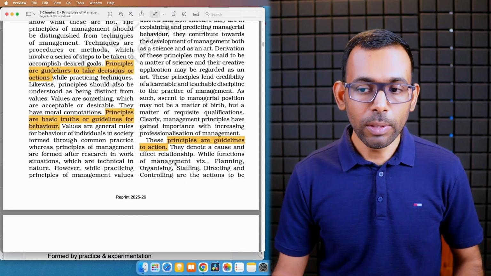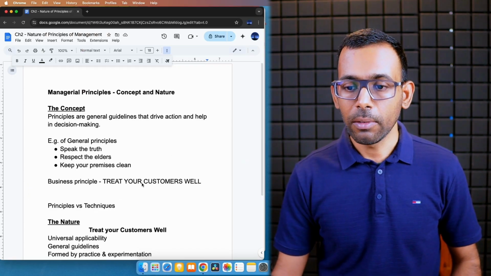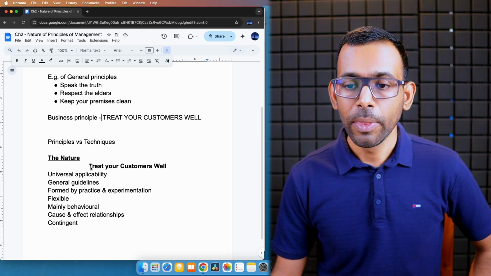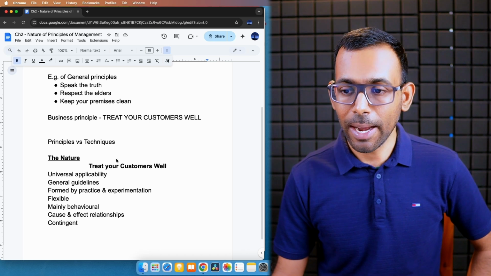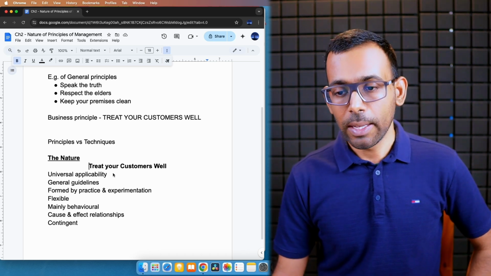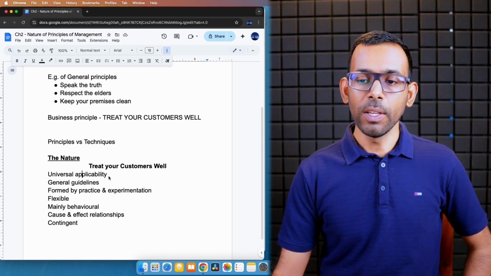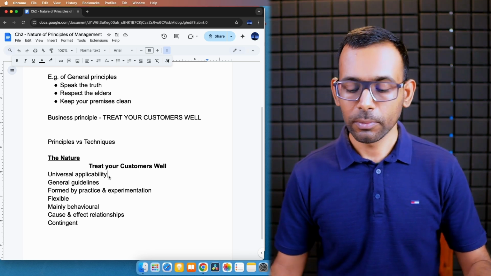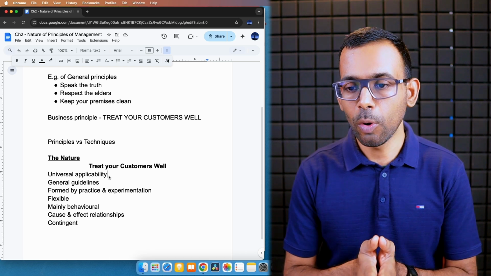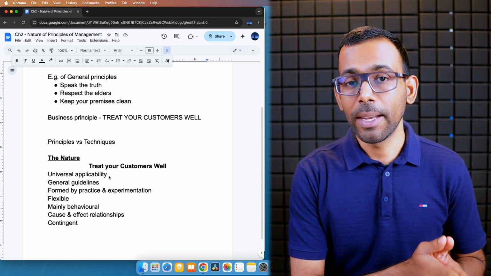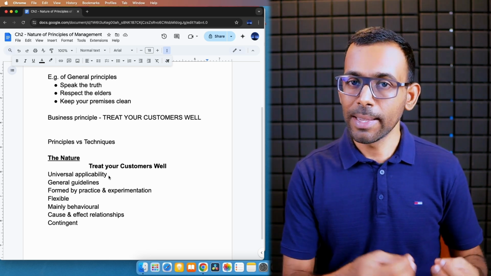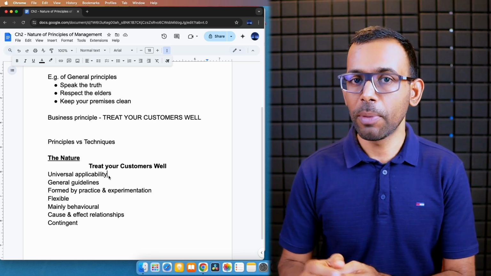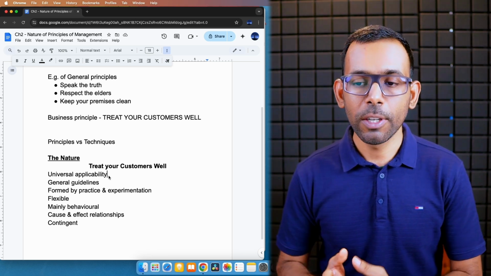Now let's get into the nature of principles in detail. I'm going to explain the nature and characteristics of a principle by using the same management principle that I gave as an early example. So the first thing is, principles are universally applicable. It is similar to what we saw in the previous chapter, management as a science. Science has a universal applicability. The same way, some management principles also have universal applicability.